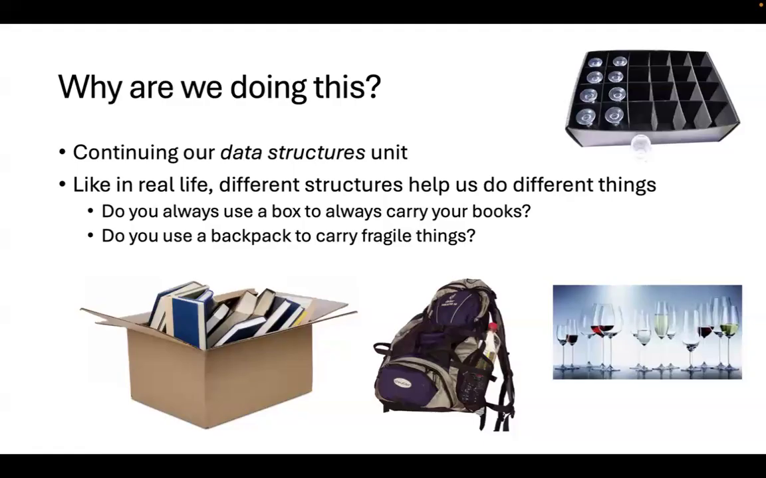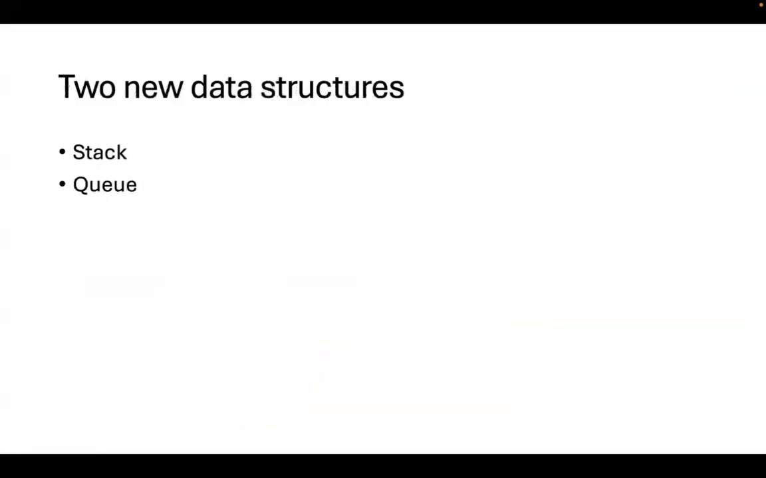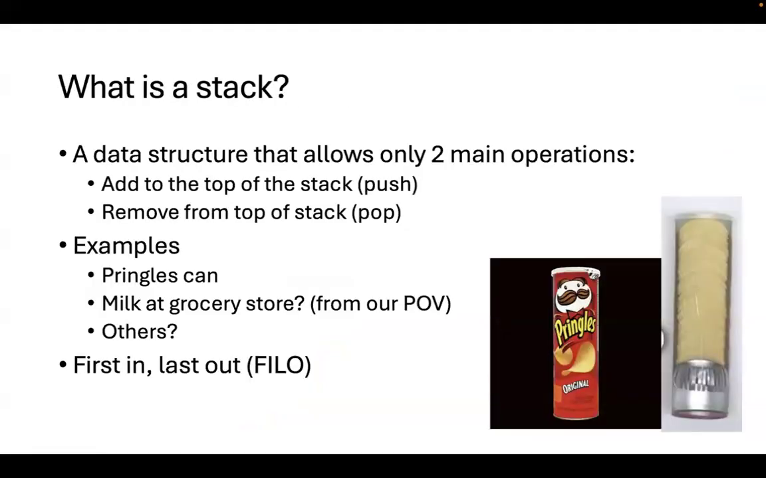Okay, so let's do a quick review. We're talking about data structures. In particular, we're talking about stacks and queues, which are different ways of storing some information. Both of these are linear, as in the data is more or less stored in a straight line.